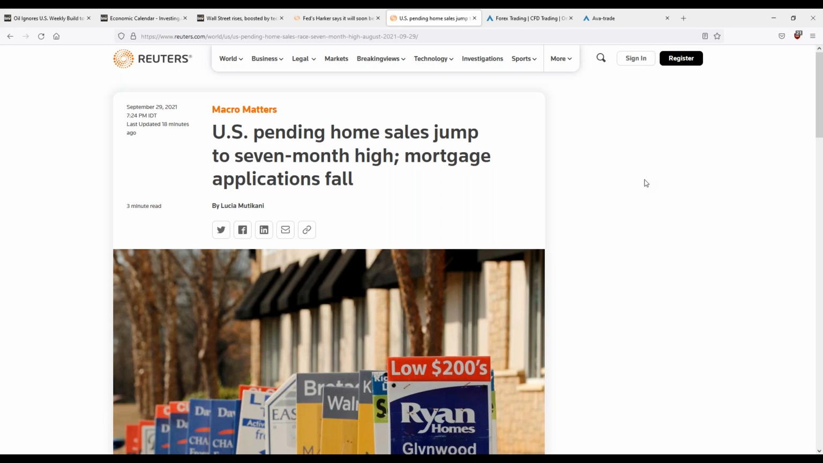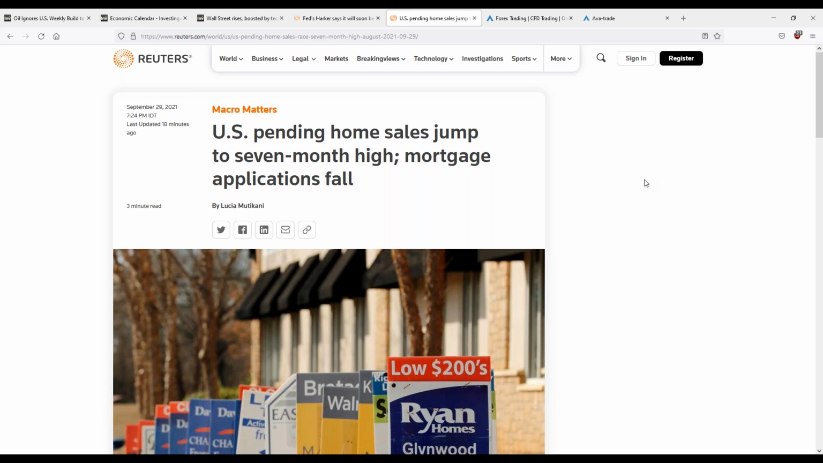Higher than expected. It's at a 7-month high. Wow, that's great. But maybe they jumped a little artificially. There's a lot of stimulus measures involved allowing that to happen. And so another side of that is mortgage applications have fallen.